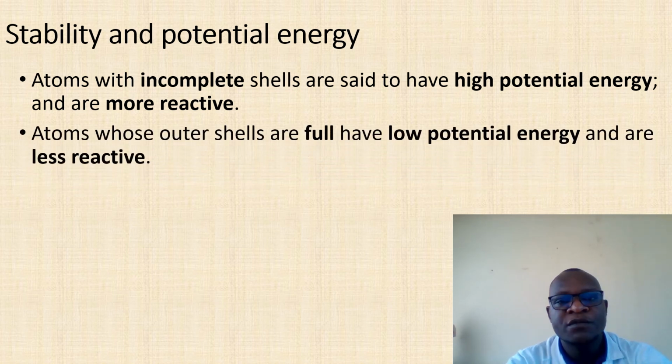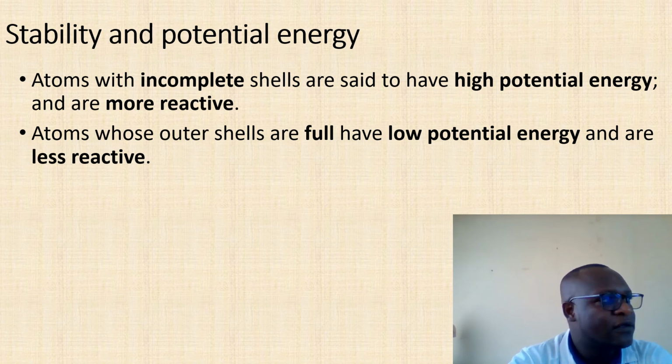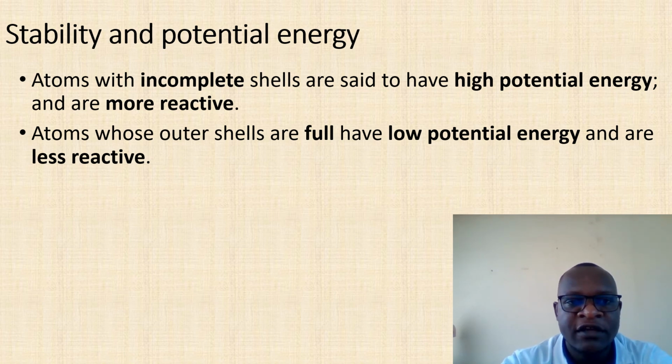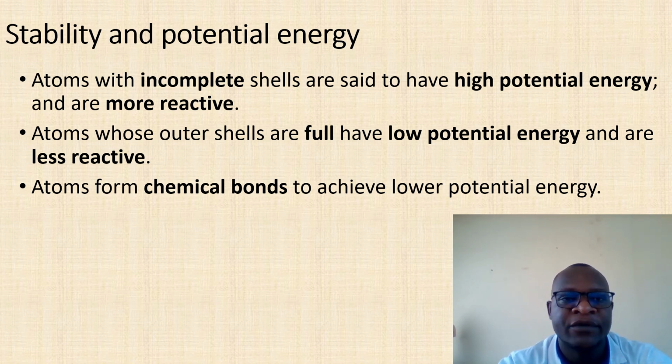And atoms that have got full shells, we say they have low potential energy. They are less reactive. For example, group 18 elements or noble gases like argon, the outer shell is full and they are less reactive. They cannot receive or donate electrons because their outer shells are already full. Atoms form chemical bonds to achieve lower potential energy because at lower potential energy, they are more stable.